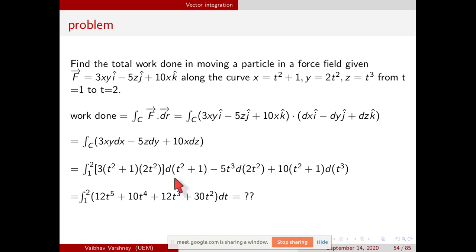Same, if you expand this, the derivative of 1 is 0, this will be 2t dt, and if you expand this, this will be 3t square dt. So this point is clear. So if you open all these brackets, then you will get this whole term, 12t to the power 5 plus 10t to the power 4 plus 12t cube plus 30t square.